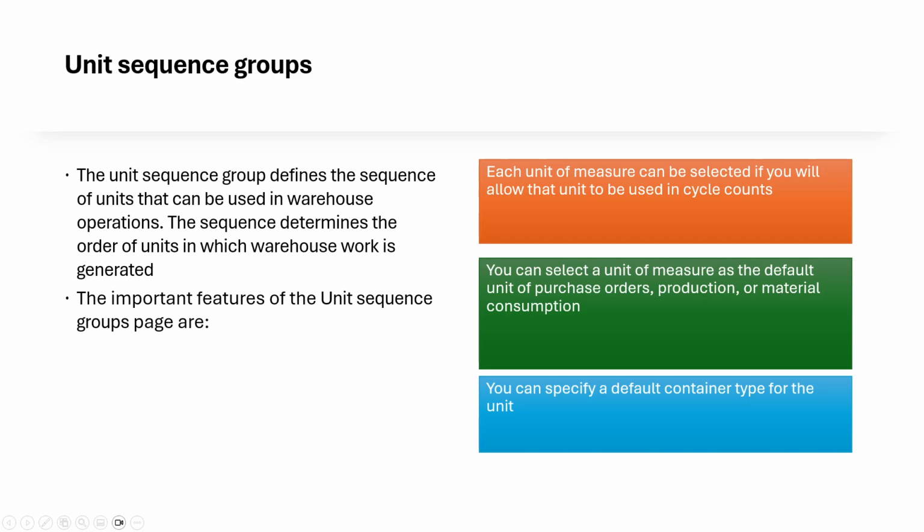For example, if we have an item and this item has three units like pieces, box, and pallet, the unit sequence group will determine which unit will be used while generating the work.